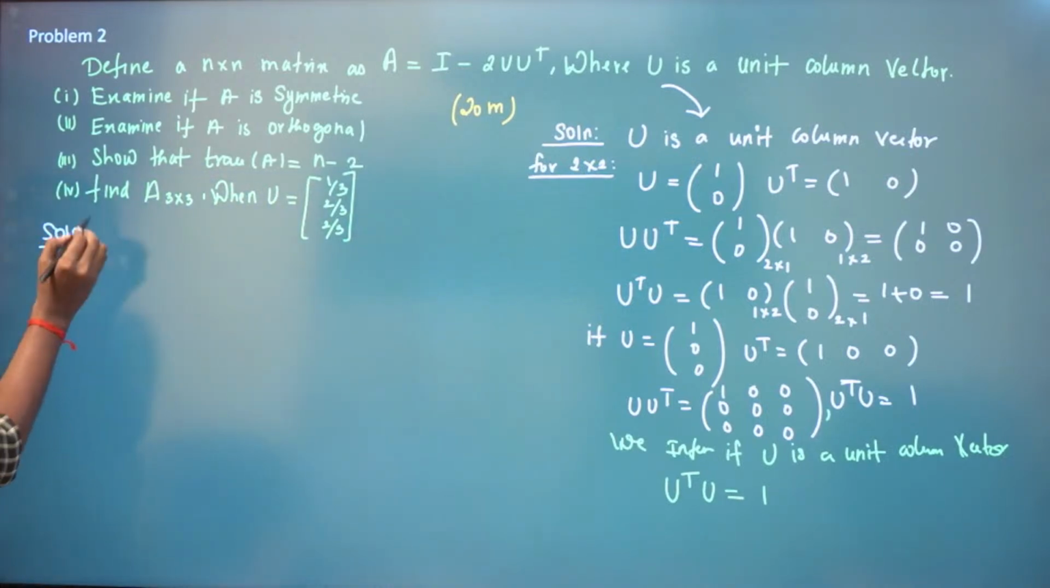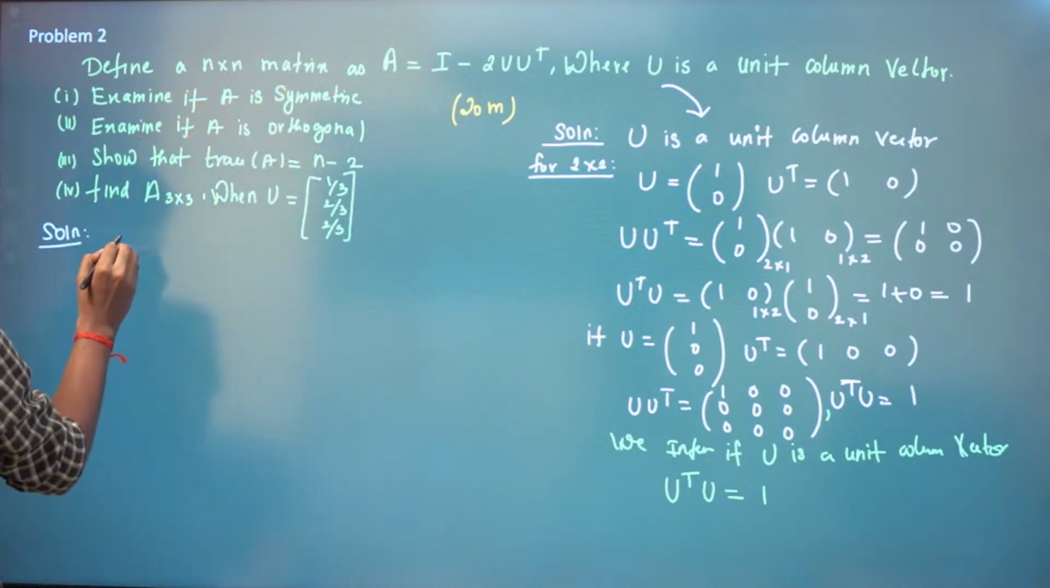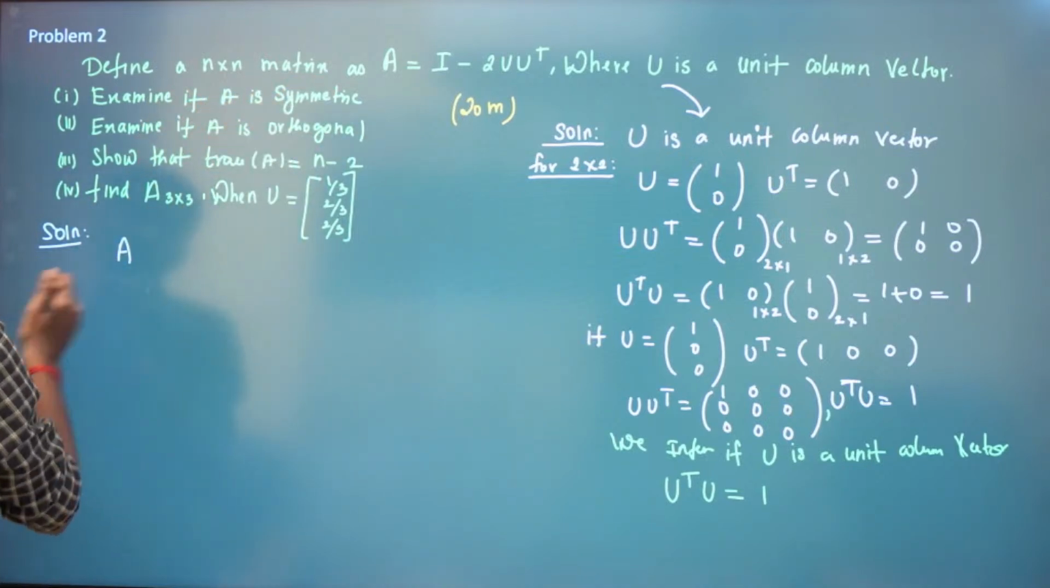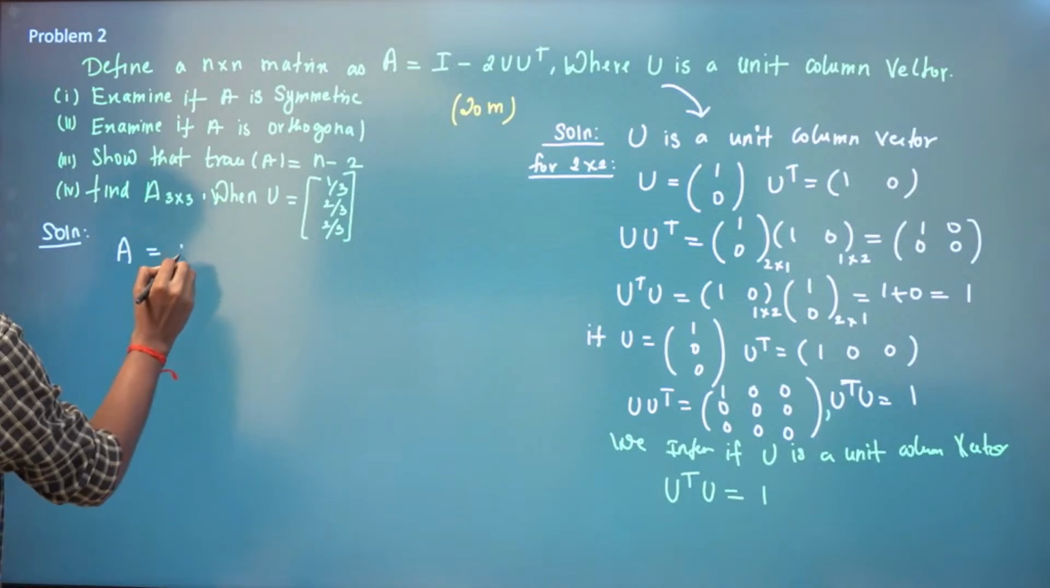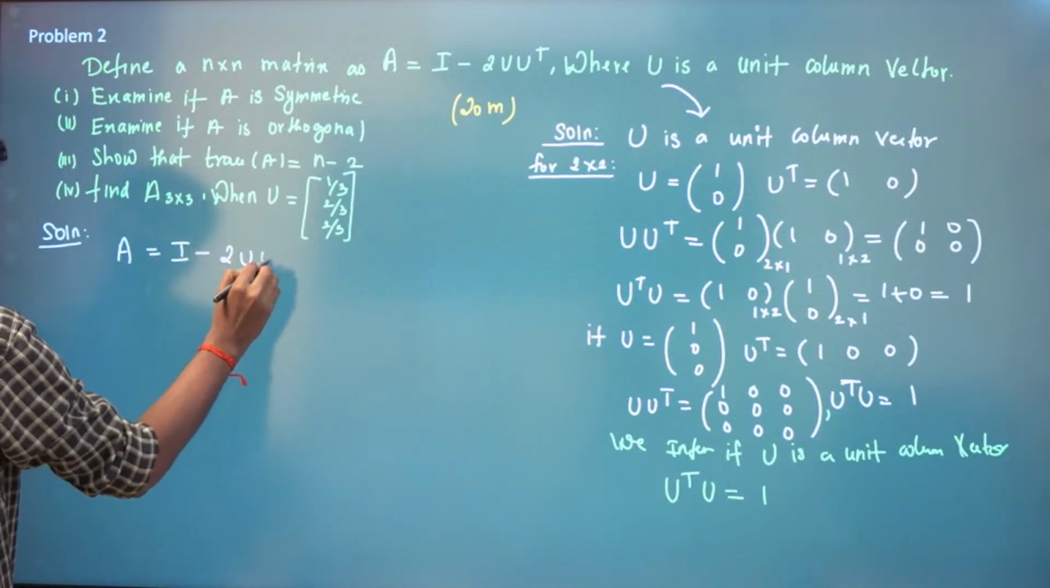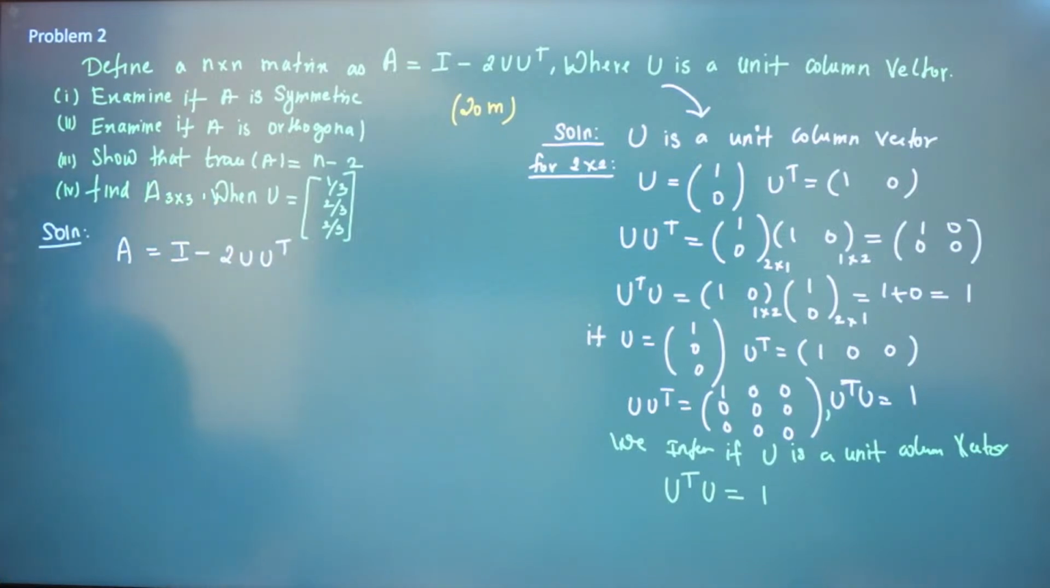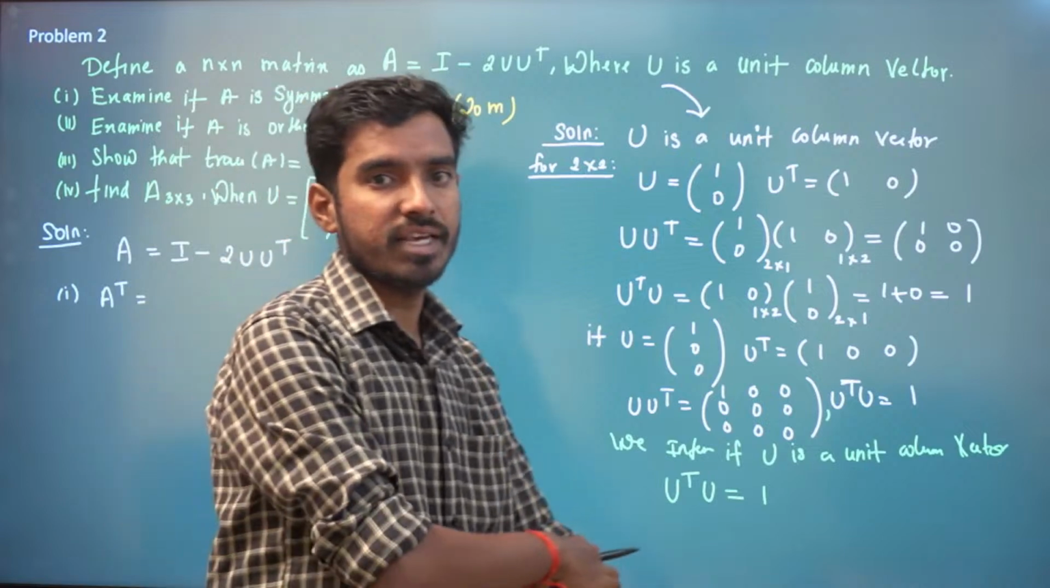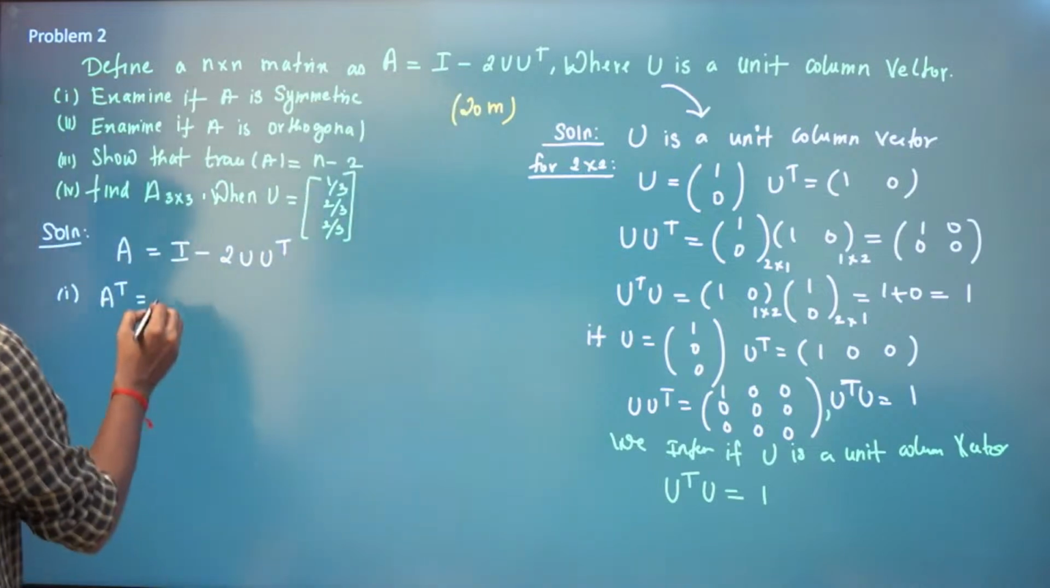We need to see what matrix A is. A is an n cross n matrix given by I minus 2 times u into u transpose, where u is a unit column vector. We need to check whether A is symmetric or not. So we will find A transpose. If A transpose is equal to A, we say A is symmetric. So we will find A transpose.